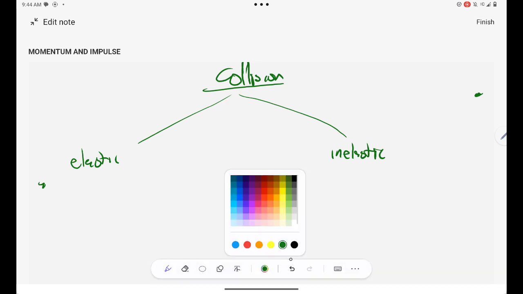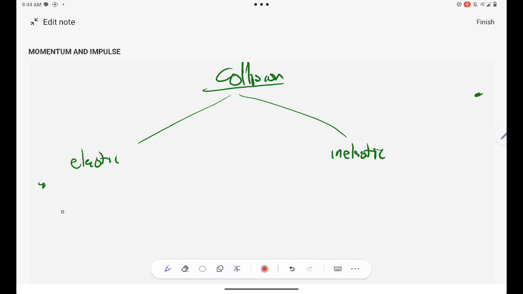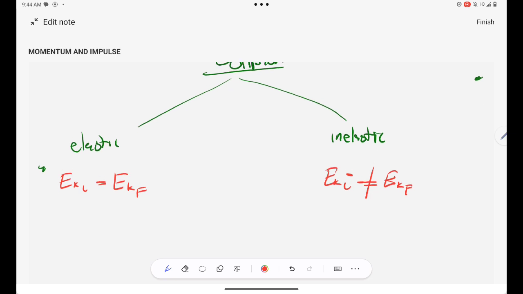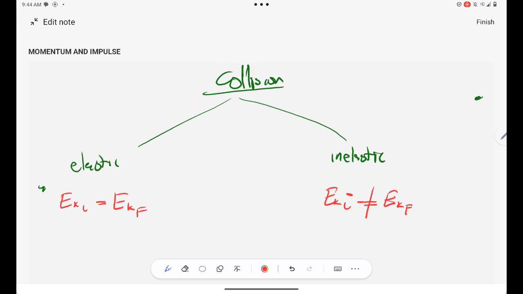For elastic collision, guys, just know that kinetic energy has to be conserved. Kinetic energy before collision must be equal to the kinetic energy after collision. Are you together? But for inelastic collision, the kinetic energy before collision must not be equal to the kinetic energy after collision. Are you together? So if kinetic energy before and after collision is conserved, then we can conclude that we have an elastic collision. But if the kinetic energy before and after collision is not conserved, therefore we have an inelastic collision.